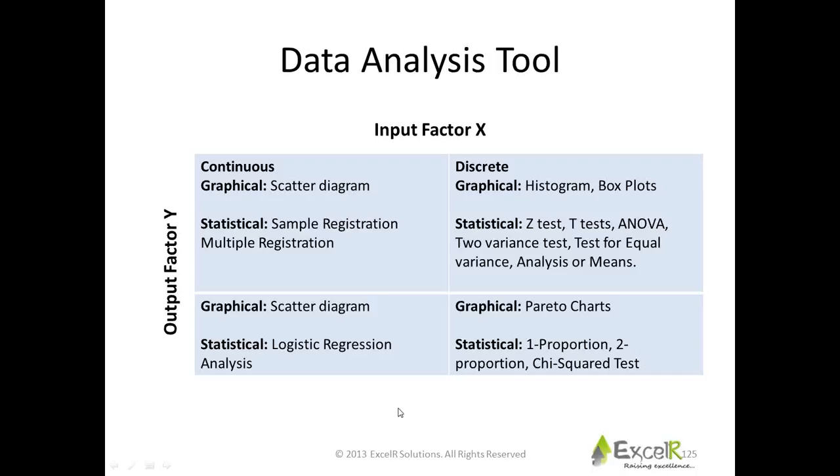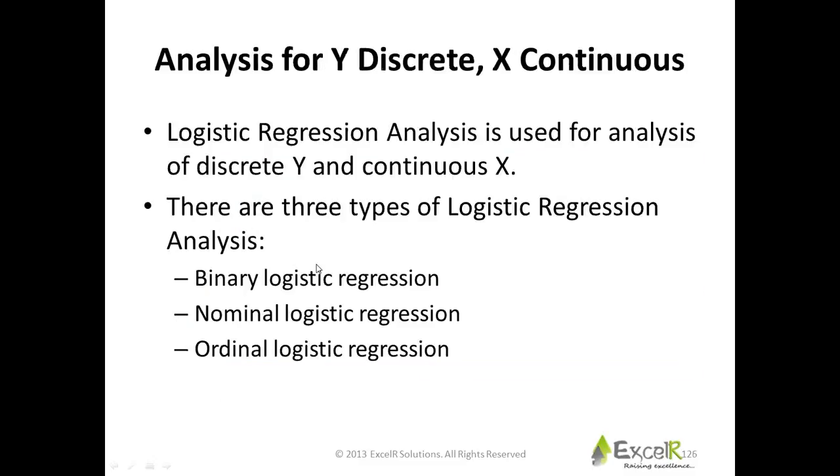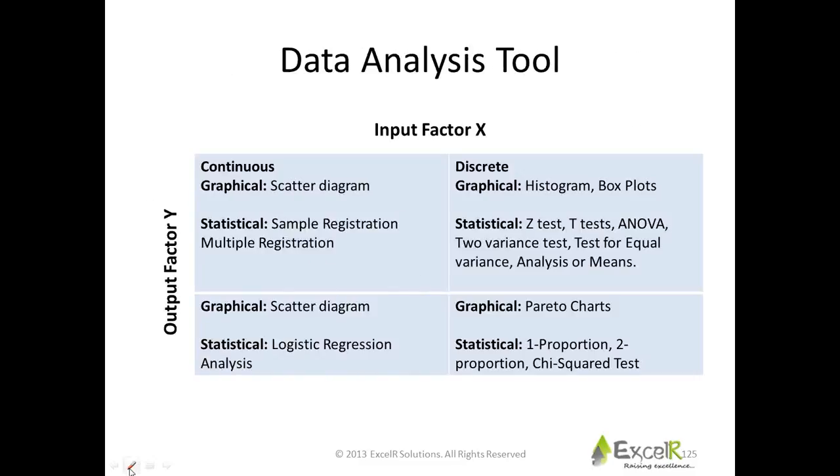So there is one last thing that is left out, that is logistic regression analysis. One second, let me select a pen here. Okay, this is the last thing that is left out. What do you do if y is continuous and x is discrete? That is the time when you do this particular thing. You look into logistic regression analysis.